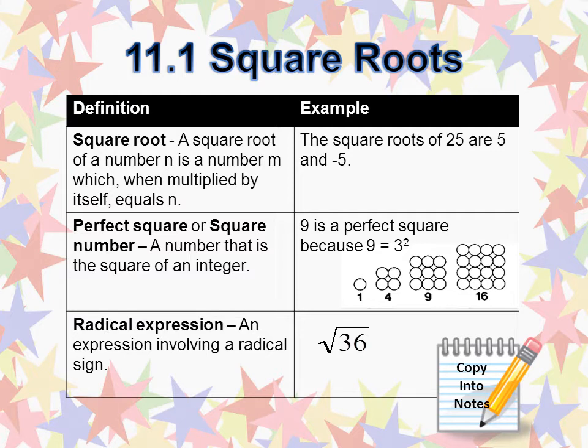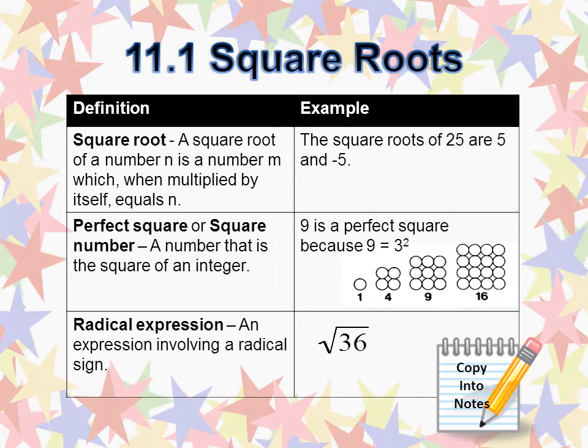Okay, a perfect square or a square number is a number that's the square of an integer. 9 is a perfect square because 3 squared equals 9. If you see the examples of what makes a square, I have 1, 4, 9, and 16. They are perfect squares because 16 has 4 rows and 4 columns, 9 has 3 rows, 3 columns, 4 is 2 rows, 2 columns. Make sense?